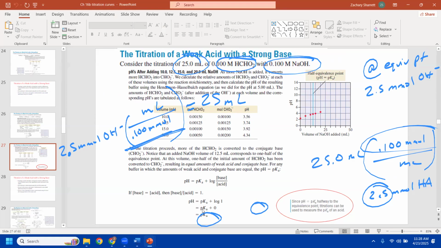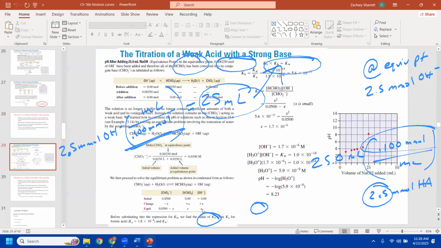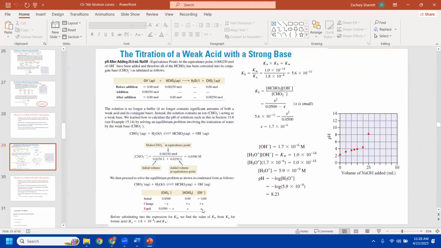It'll make your life easier. So at the equivalence point, it is 25 mils added. Now, let's do a quick little learning thing. The pH at the equivalence point is determined using the Kb of the conjugate base of the weak acid. So let's calculate the pH at the equivalence point. As we said, 25 mils is the equivalence point.